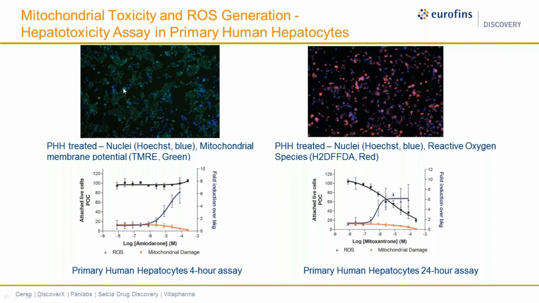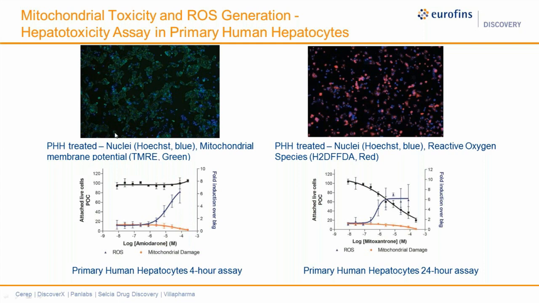We also use human primary hepatocytes in high-content analysis assay. As we can see in the image on the left, the nuclei of human primary hepatocytes are stained by Hoechst, shown in blue in the image, and the mitochondria are stained by TMRE dye and shown in green in this image. In the image on the right, the ROS is stained by a fluorescent dye called H2DCFDA, shown in red here. The blue staining in this image is the nuclear stain by Hoechst.